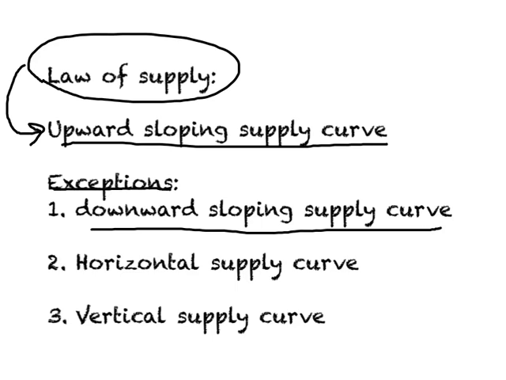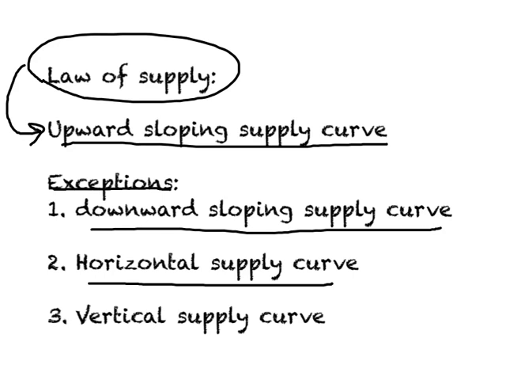Look at another exception to the law of supply. Suppose the supply curve is horizontal. If a supply curve is horizontal, what does it imply about the seller? And can you think of some real world example where this may be true?